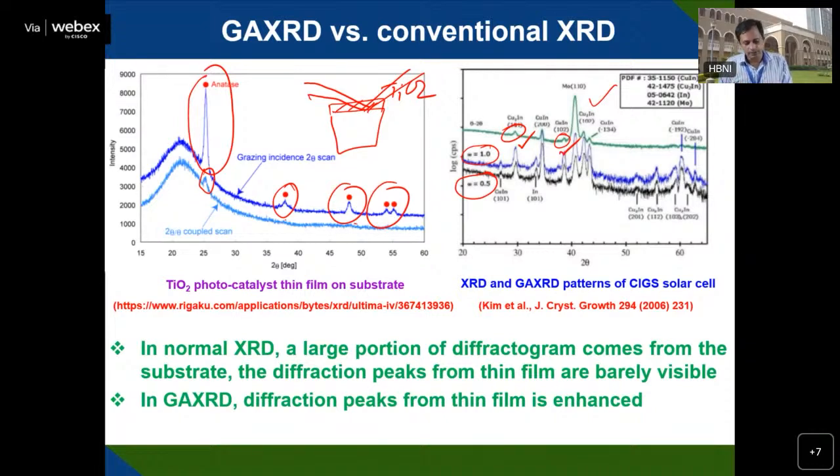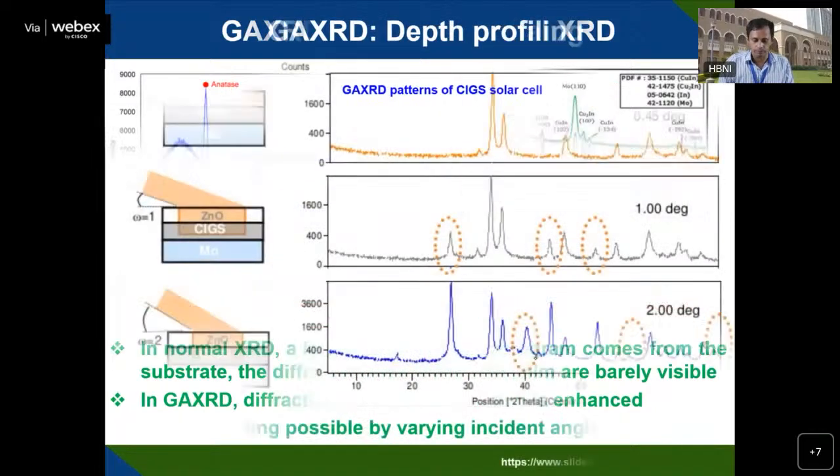In normal XRD, a large portion of the diffraction comes from the substrate, because the X-ray may go inside, so you get some information about the substrate background. But in the case of grazing angle, the diffraction mainly comes from the thin film. Here the path length will increase, so that will give more information.